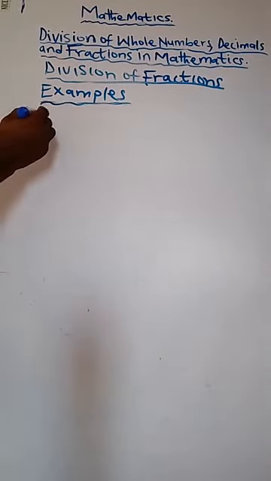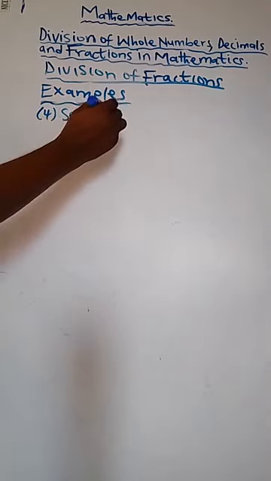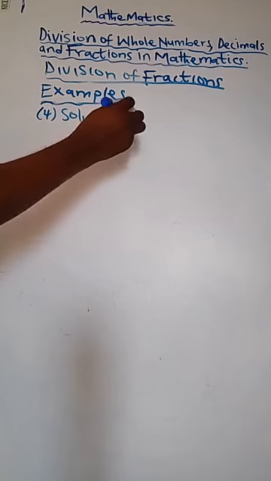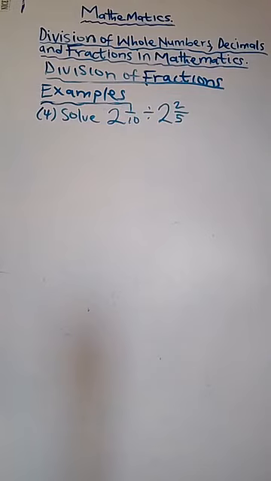Let's say you have a question that says 4. Solve 2 whole number 1 over 10 divided by 2 whole number 2 over 5. Now, this question is different from the other ones we have done because this involves 2 mixed numbers. So the first thing we do is to convert the mixed numbers into improper fractions. So let's take the first one.